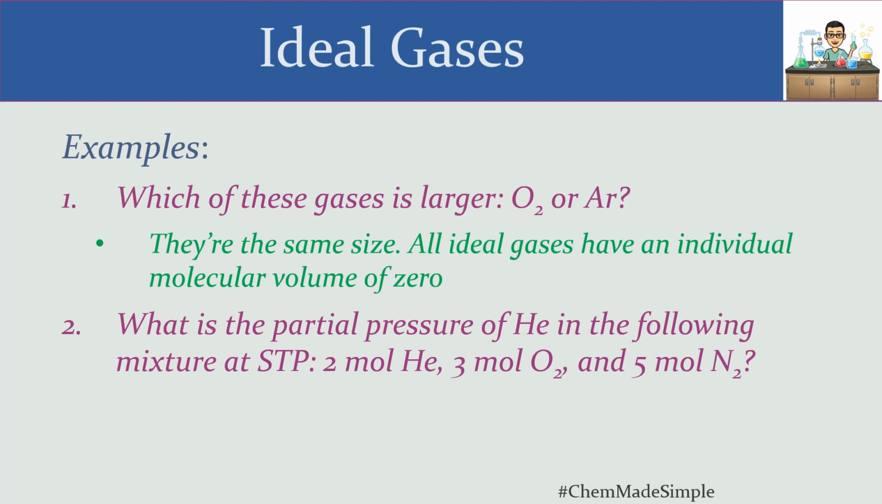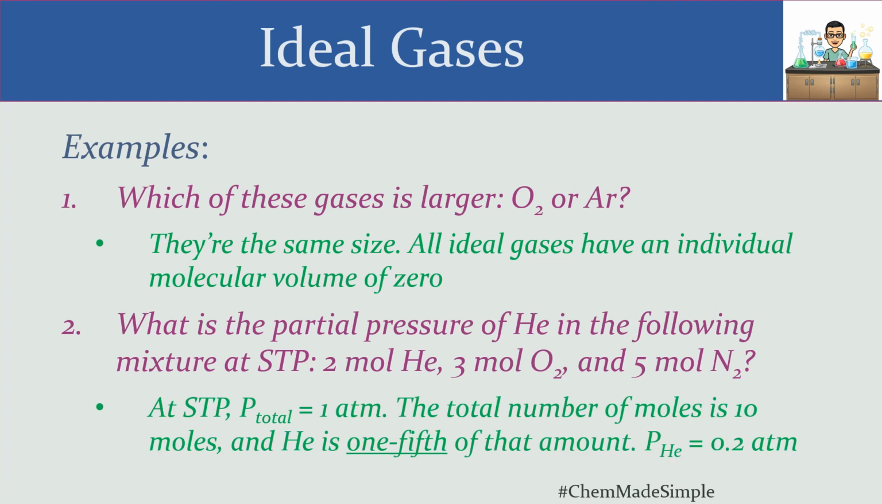And so because each of these gases, depending on how much of each we have, contributes equally to the pressure, remember they're all the same size and they have identical behavior, it means that the partial pressure of helium is going to depend on how much of it we have relative to the total number of moles. So if we add up the moles here, we get 2 plus 3, which is 5, plus another 5 gives us 10. So if our total number of moles is 10 moles, helium with its 2 moles is 1/5 of that amount. So if the total pressure is 1 atm, then the partial pressure of helium is going to be 0.2 atm, or 1/5 of an atm.